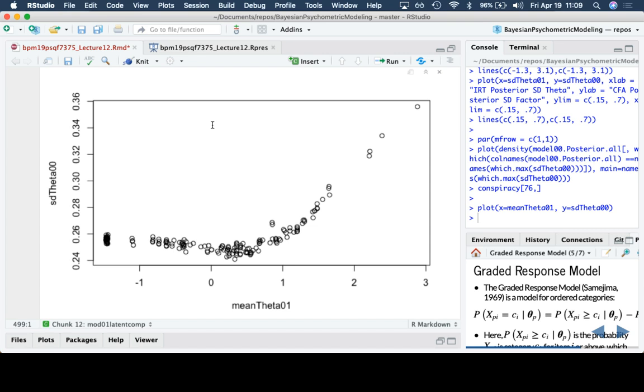And so if you were to switch this, let's go back to the non-Bayesian version of IRT. Where does this thing come from? Where does the conditional standard error of measurement come from?